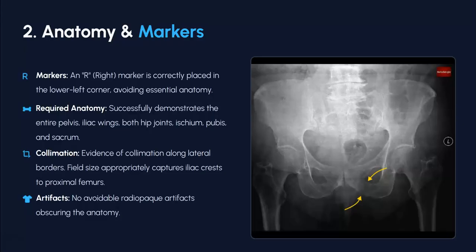Looking at the lateral borders, we have clear evidence of collimation. The technologist successfully restricted the primary beam to the appropriate field size, effectively capturing the required anatomy from the level of the iliac crest at the superior margin down to the proximal femurs at the inferior margin, which is crucial for maintaining the ALARA principle and reducing scatter radiation.